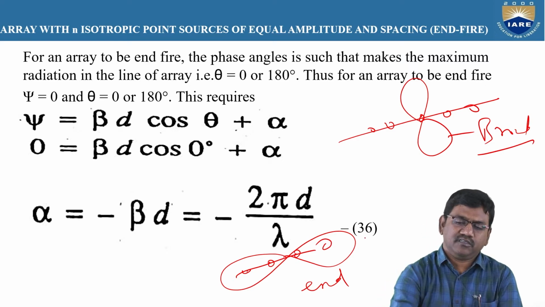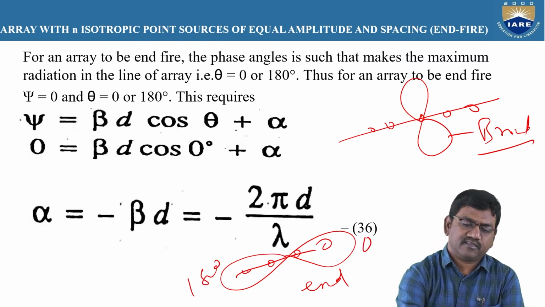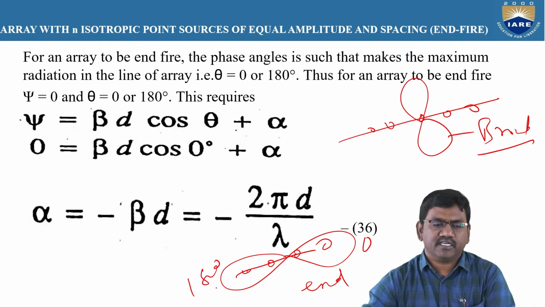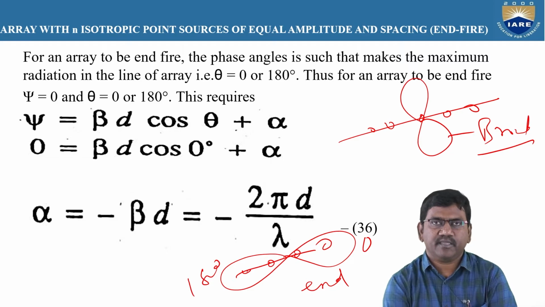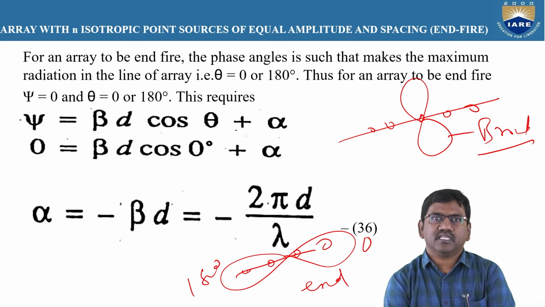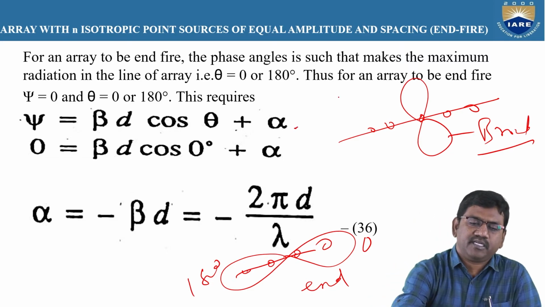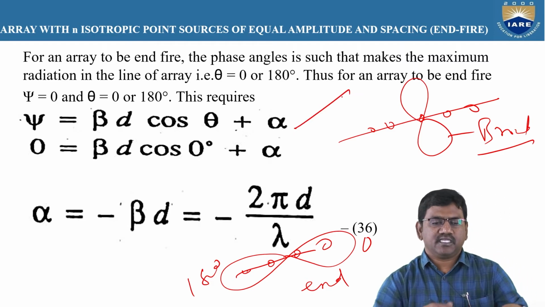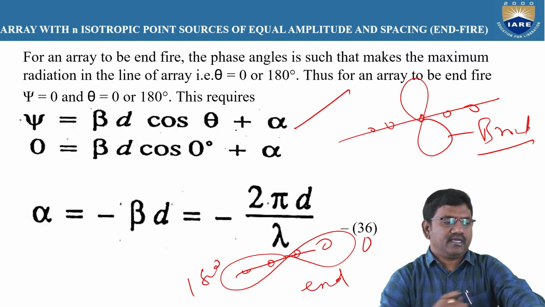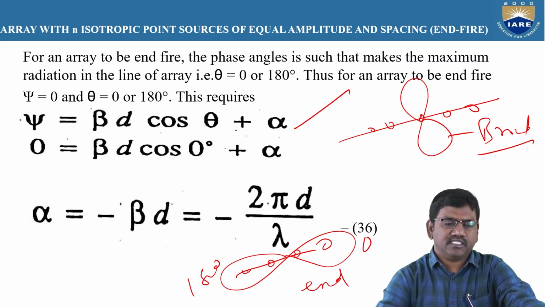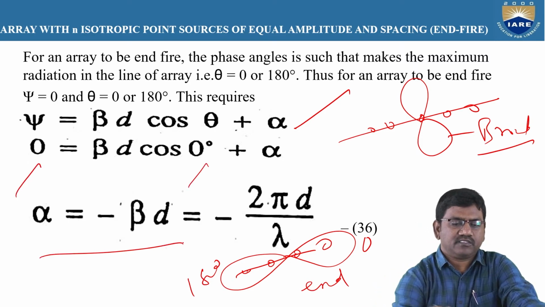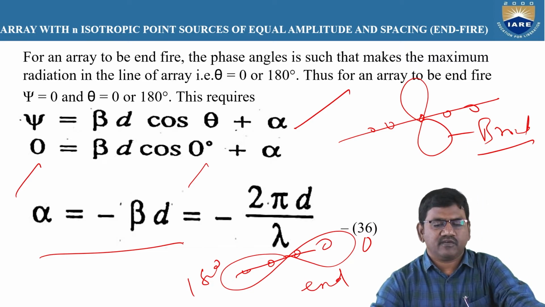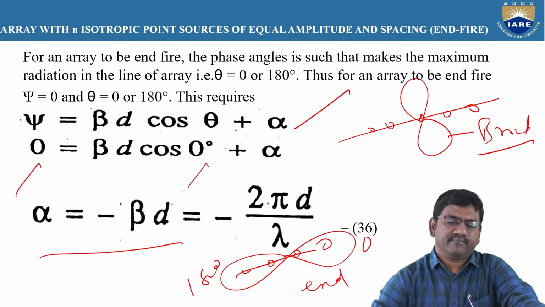So we know that theta value is 0 and 180, right? And psi is equal to 0. So under these two conditions, we can make the radiation pattern parallel to the line of the array. So here, we know that psi is equal to beta d cos theta plus alpha. Under these two conditions, psi is equal to 0 and theta is equal to 0, you will get alpha is equal to minus beta d.